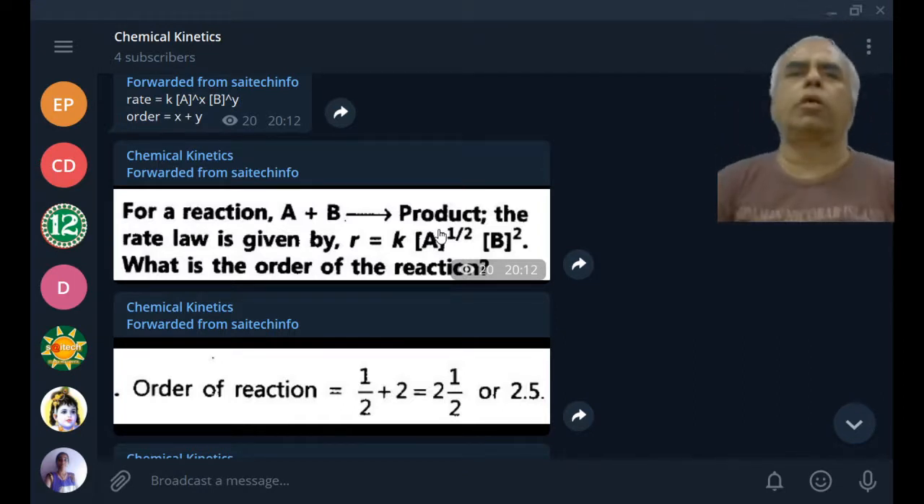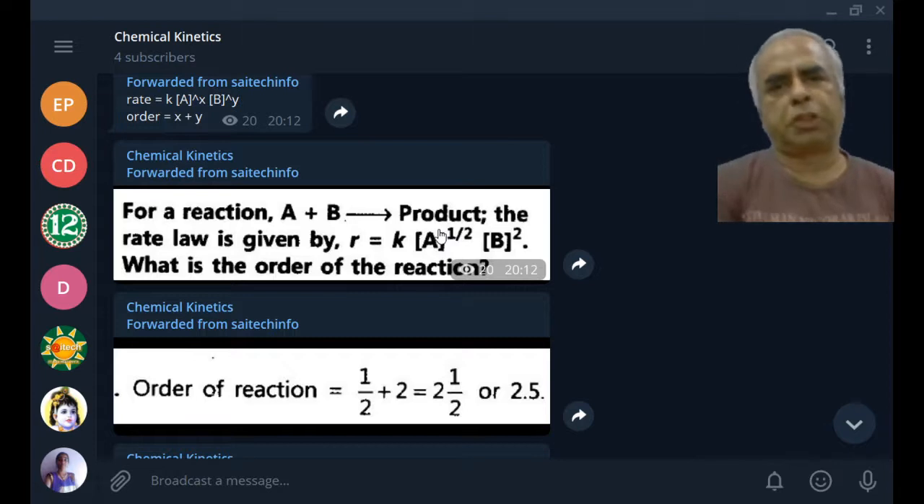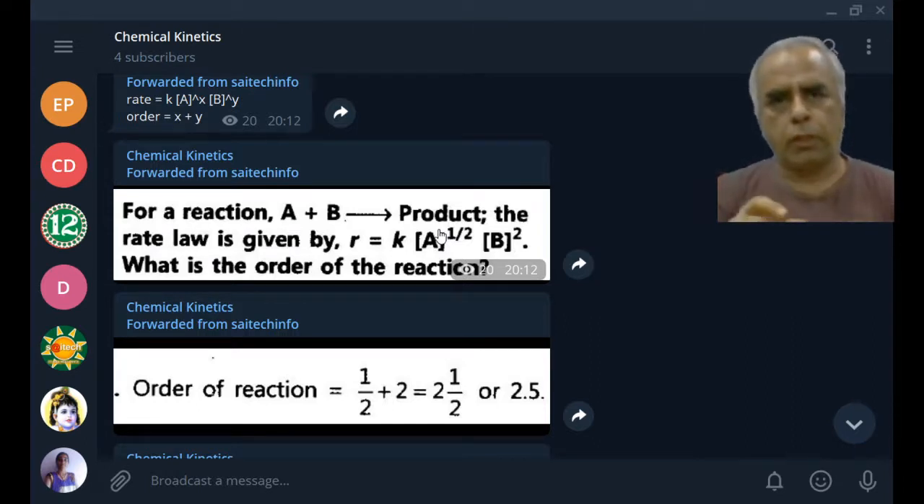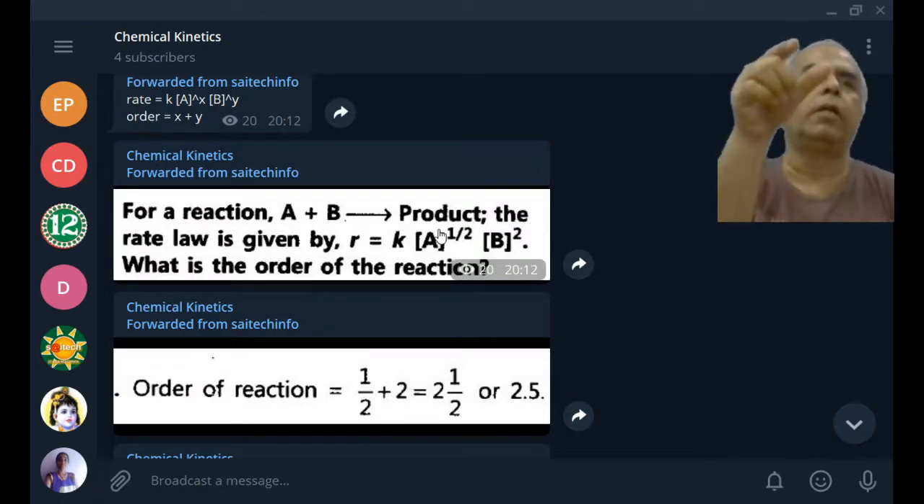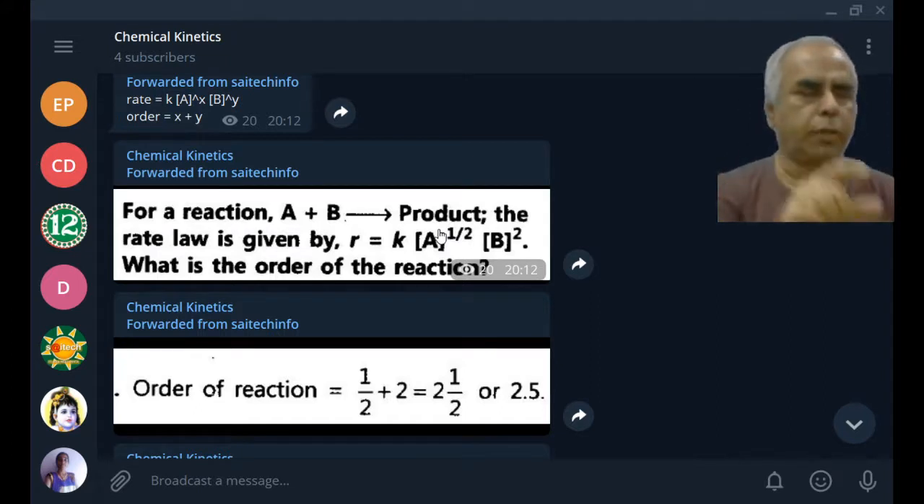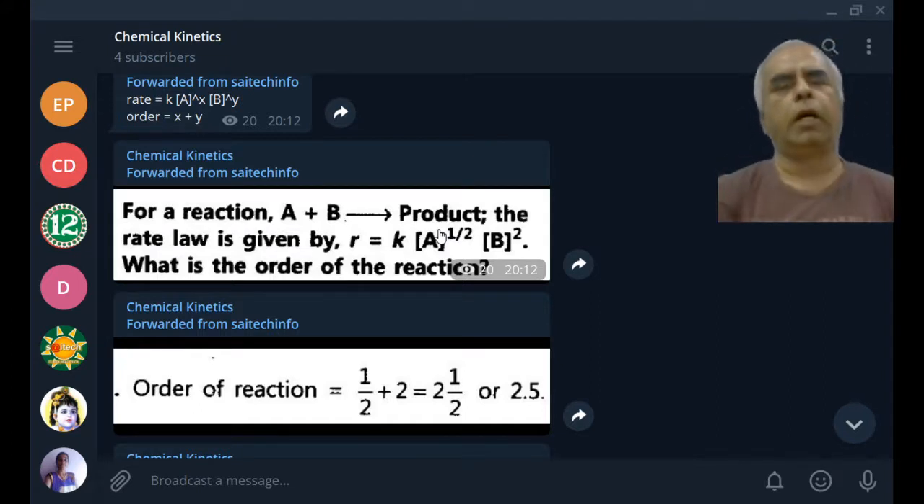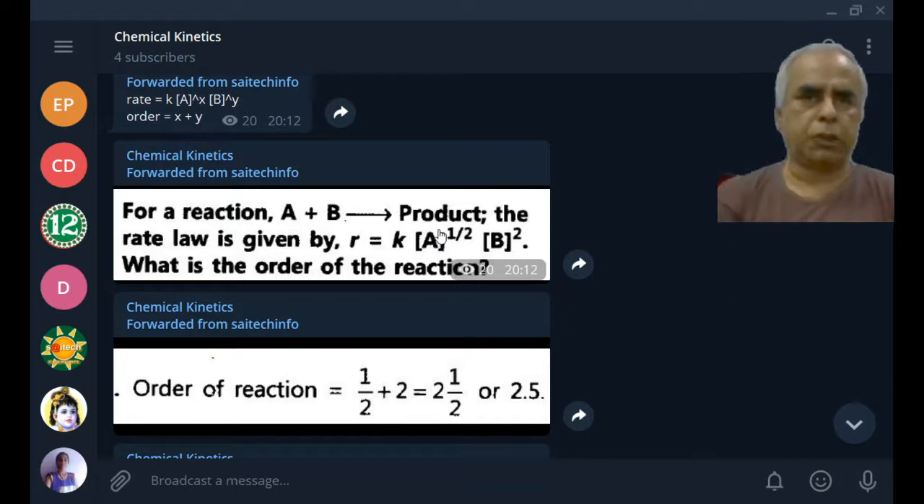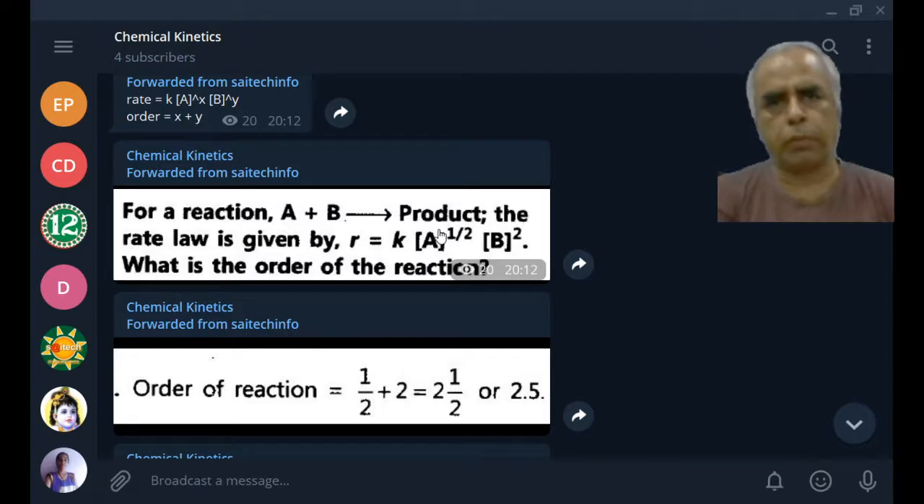How do you define the order of the reaction? The order of the reaction can be defined as the sum of powers of concentration terms of the rate equation. Are you able to understand? Concentration terms of what? Concentration terms of the reactants that are involved in the rate of the reaction. That is very, very important. You cannot say simply that it is the concentration of the reactant. It is the concentration of the reactant that is involved in the rate of the reaction, or changes the rate of the reaction.